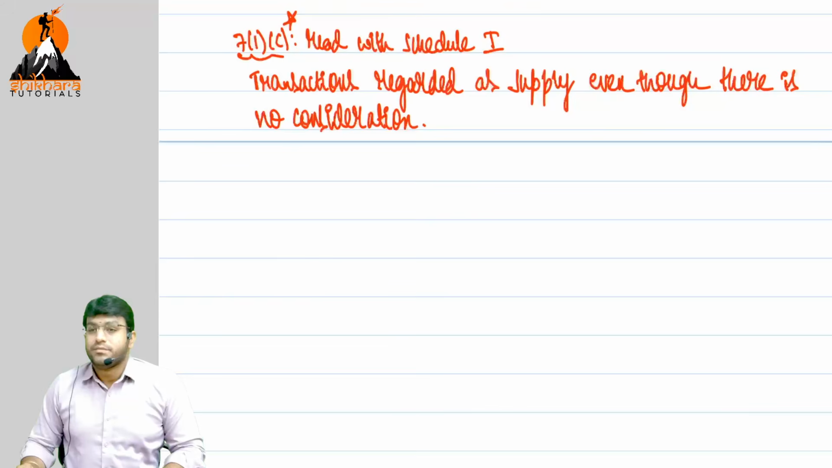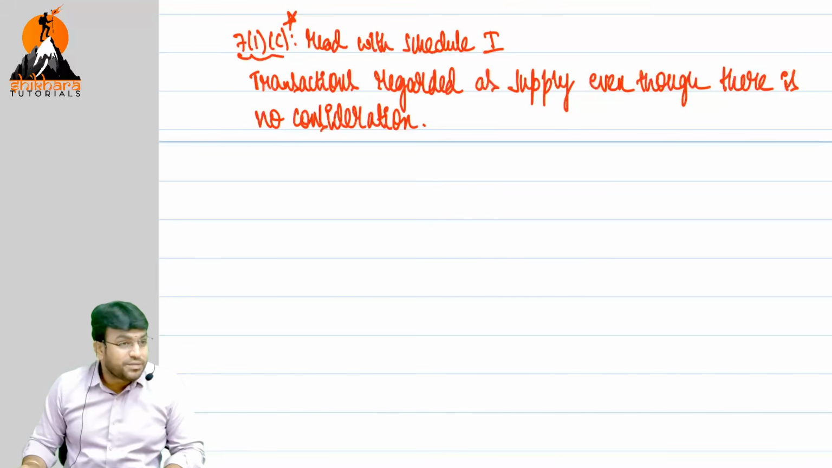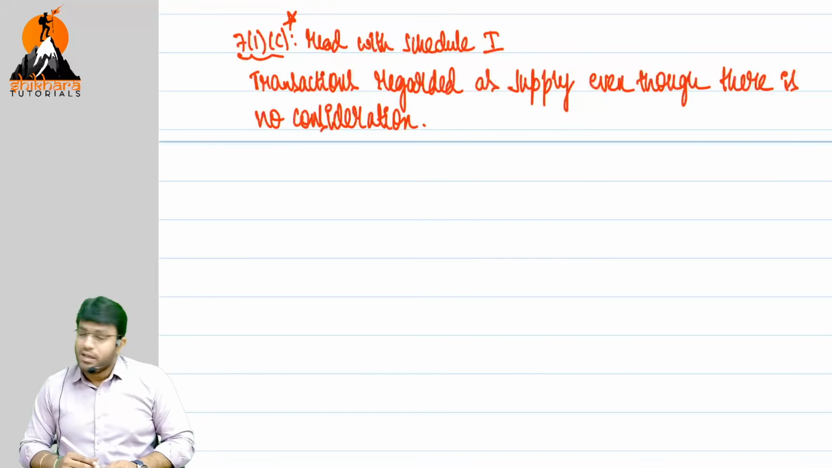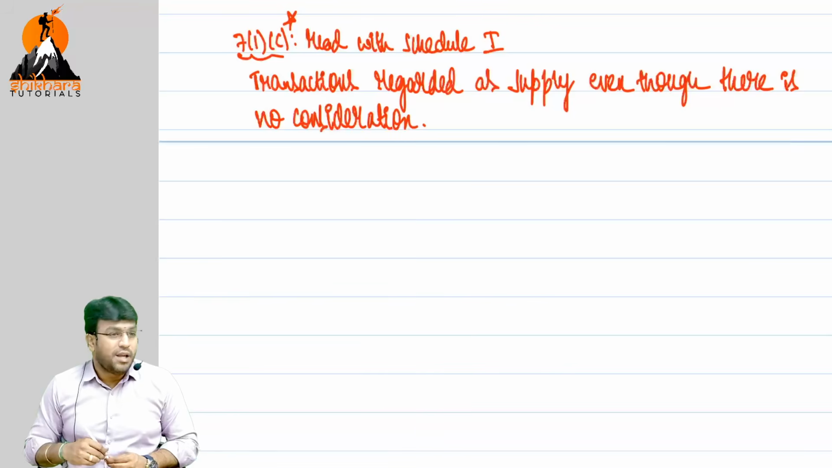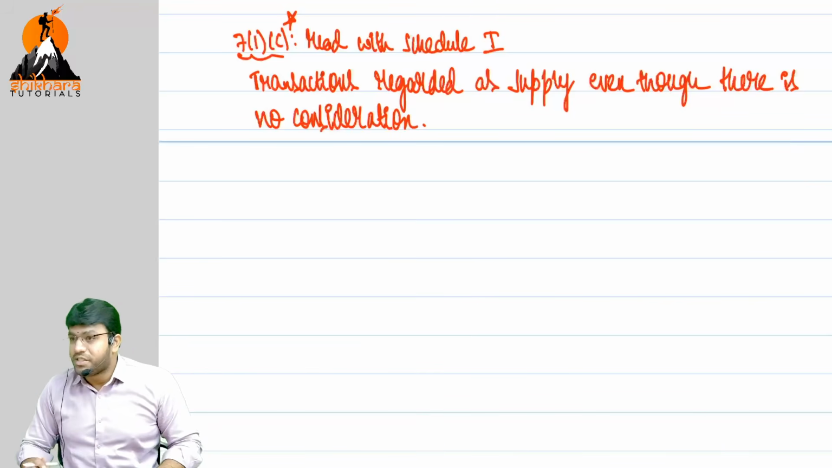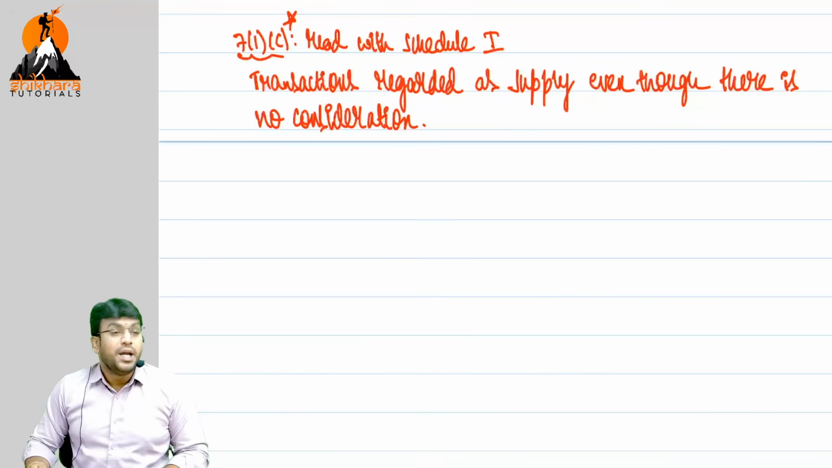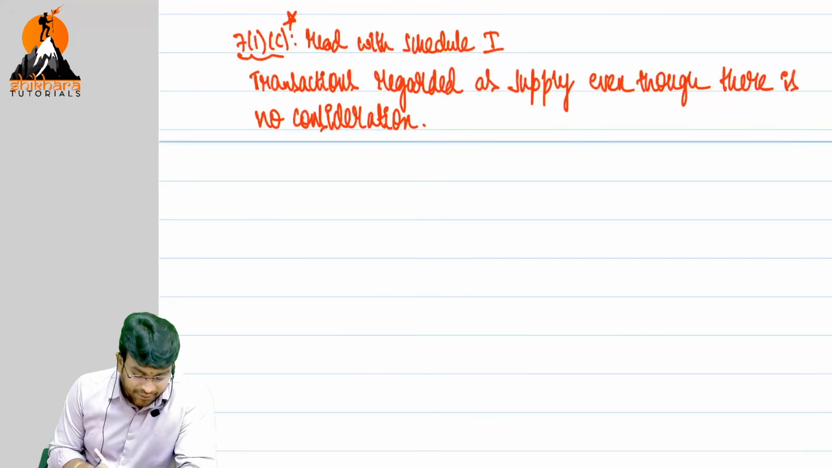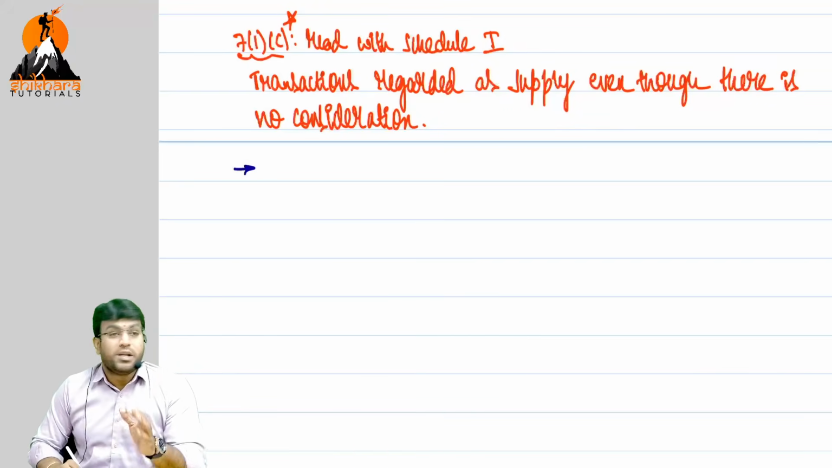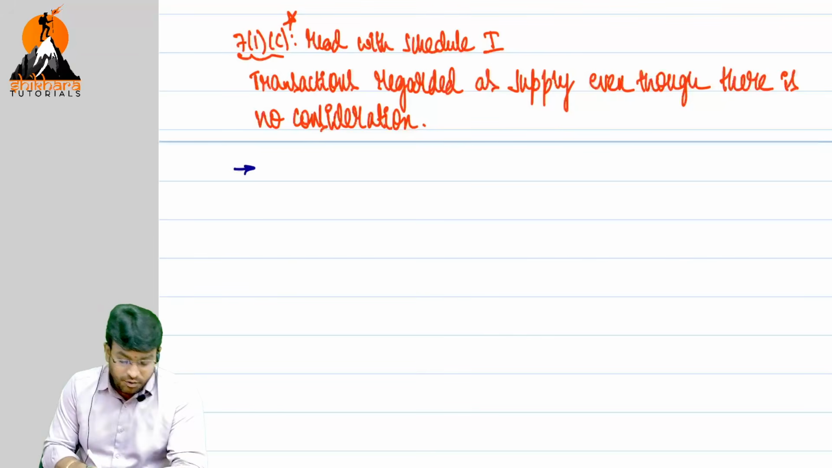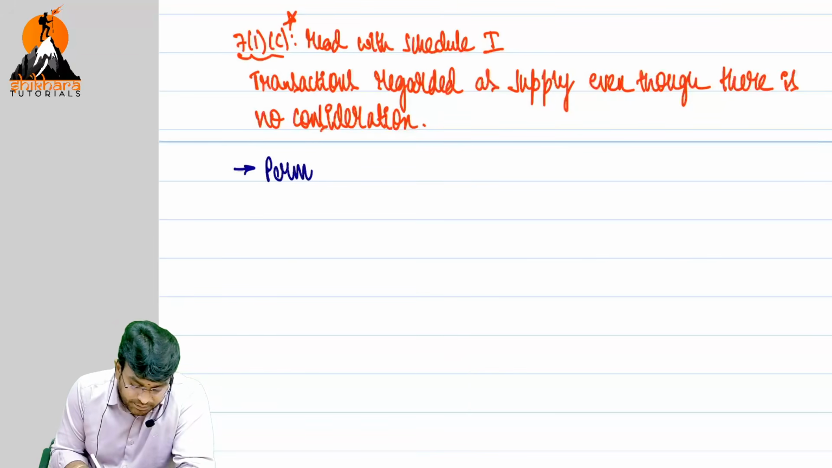Dear friends, but first, let's understand what the points are. These were there in your CA Inter as well, but still let me discuss once again. Transactions regarded as supply, even though there is no consideration. And we totally have 4 important points here, my dear friends.